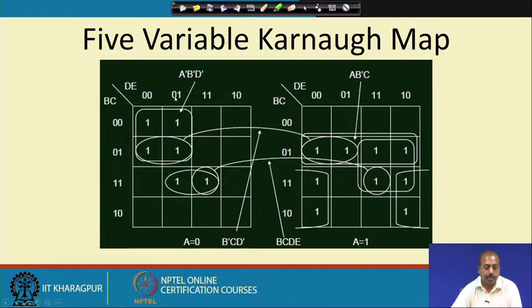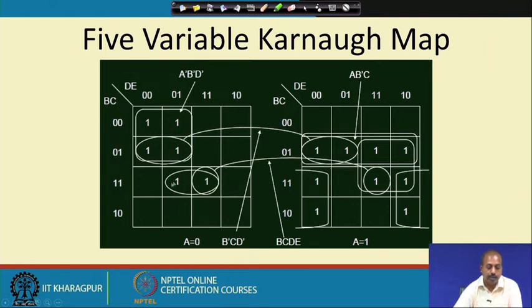So A is remaining unchanged. So A is remaining as A bar. Between these two columns, E is not changing its polarity, so this term E remains. And also between these two rows, B is changing its polarity, but C is not changing.